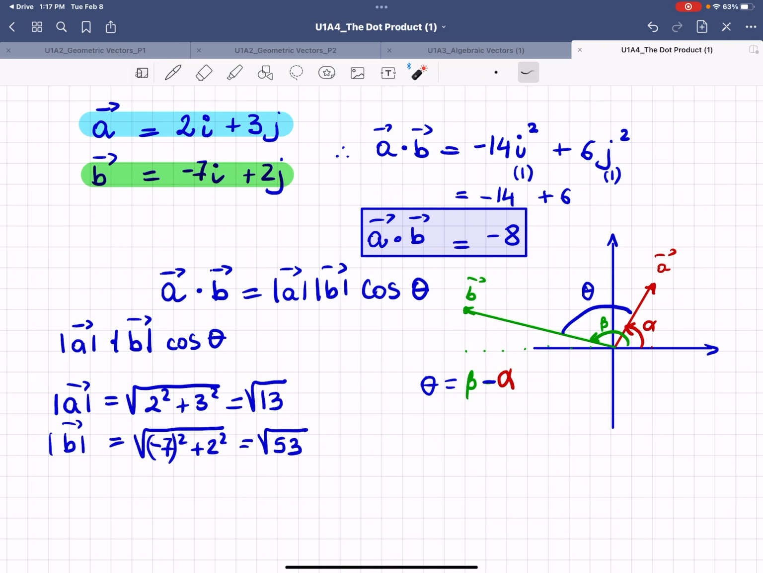Do we know how to find angles alpha and beta though? Remember that to find the angle any position vector makes with the positive x-axis, we use the tan ratio. So we're going to start off with angle alpha. Alpha equals inverse tan of, and now we're going to use the y and x coordinates, so 3/2. Let me calculate it. So I got 56.3 degrees. One decimal place would be enough.